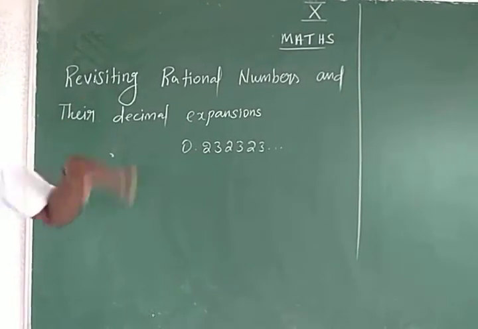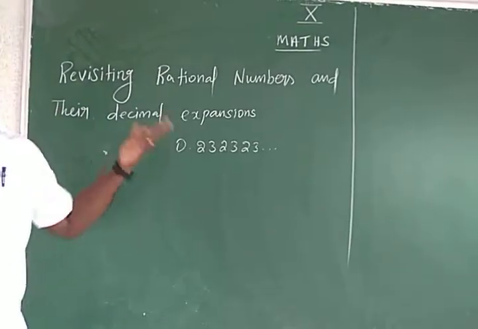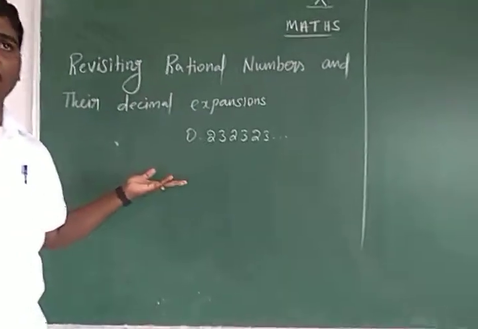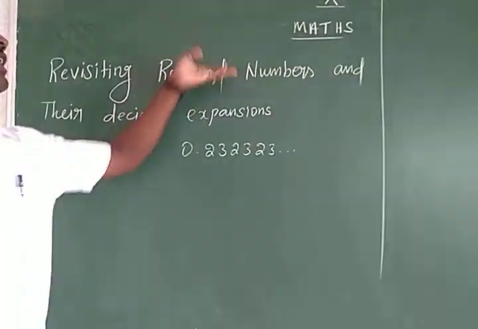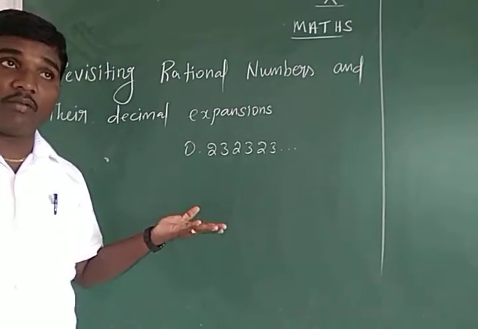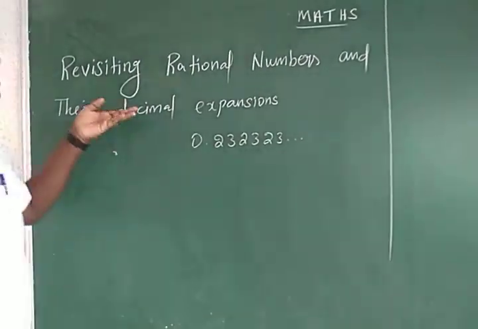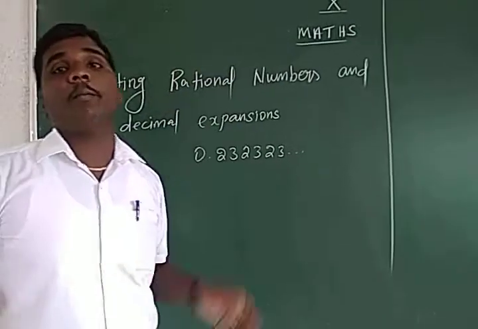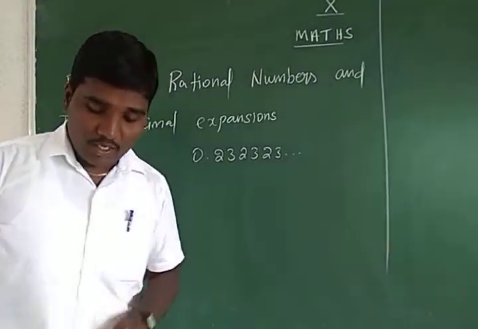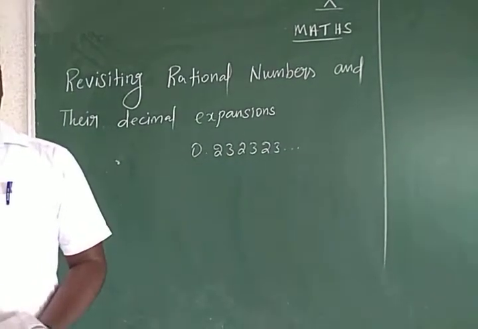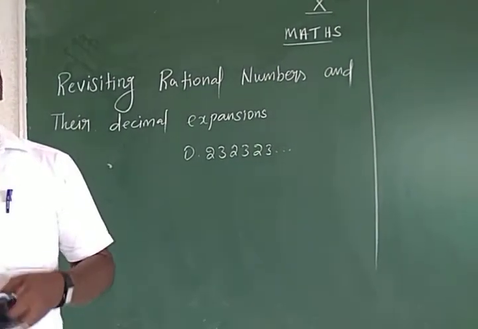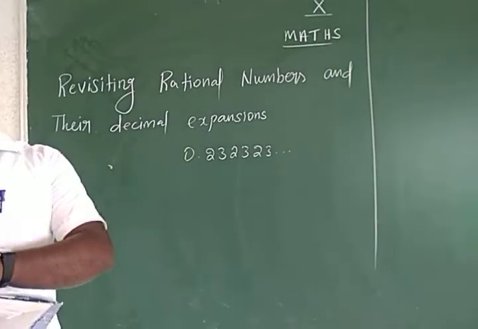Next, you want to find, without actual division, the decimal expansion of rational numbers. How will we find the decimal expansion of rational numbers without actual division? Two or three theorems are given. I will read the theorem. You refer to the books.